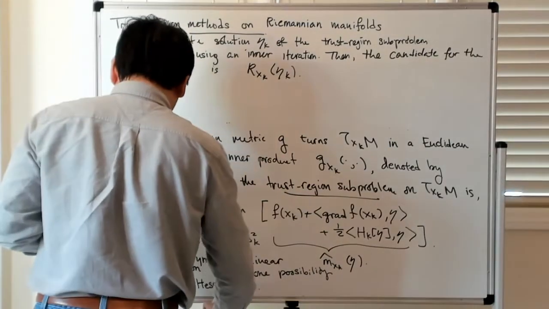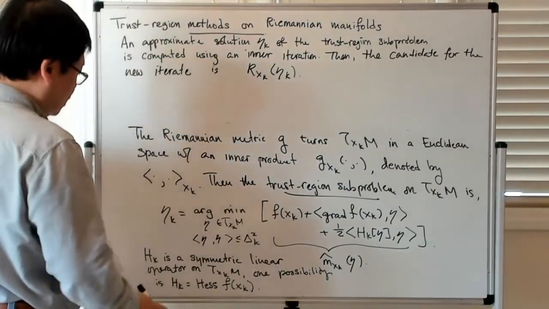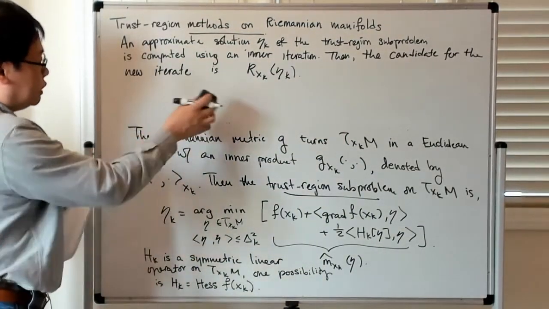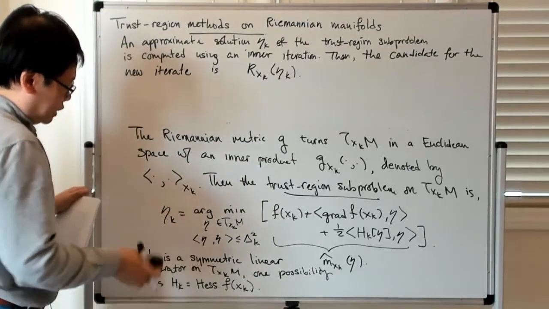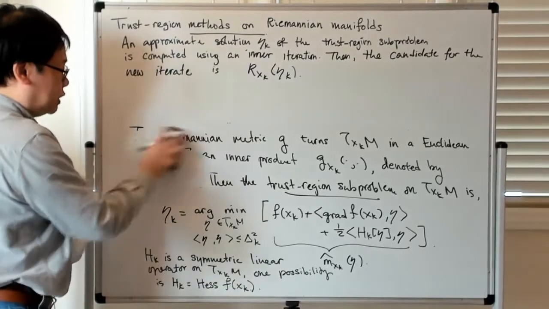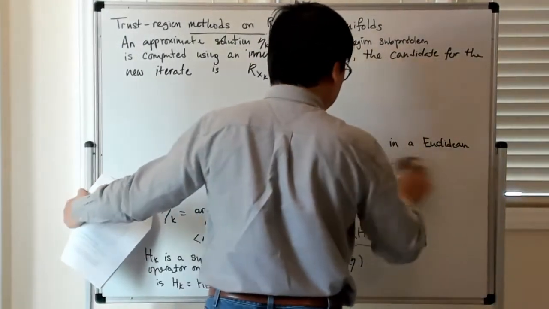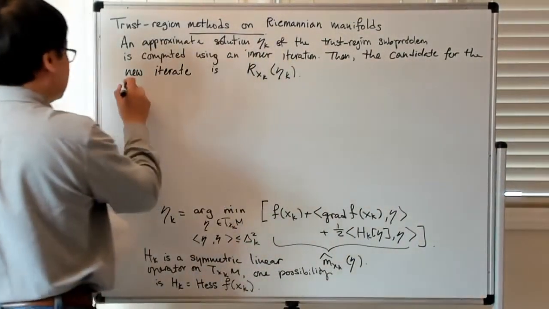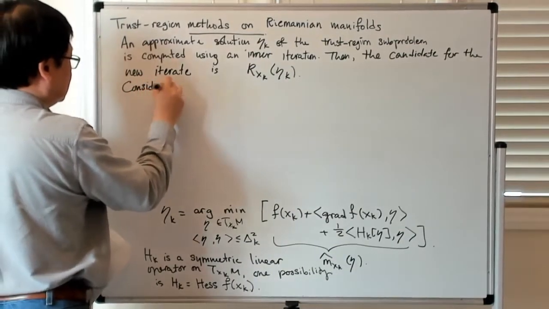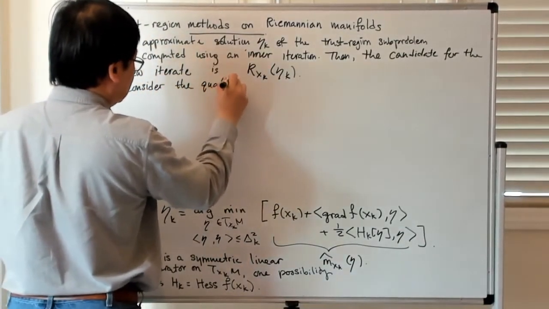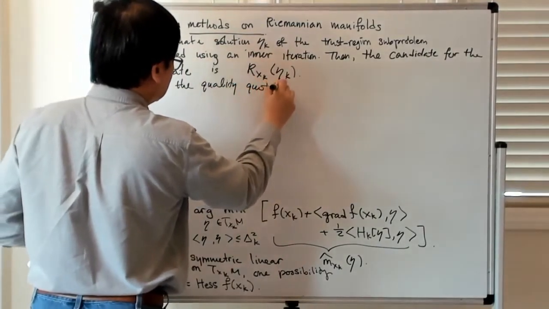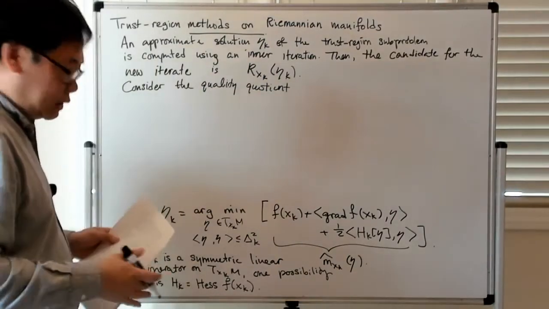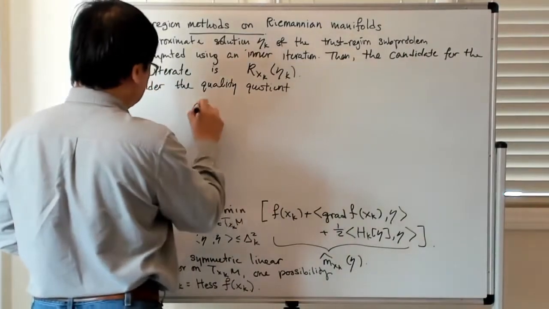All right. So let's see. We talk about some notion of merit, if you will, of how good the model is. So let's write that in the context of a Riemannian manifold endowed with a retraction. You consider the quality quotient, if you will. The quality quotient is going to compare the actual decrease in the cost function versus what is predicted by the model. So this is rho k.